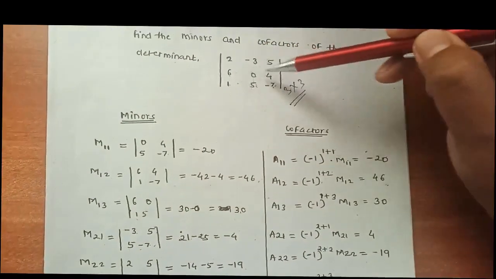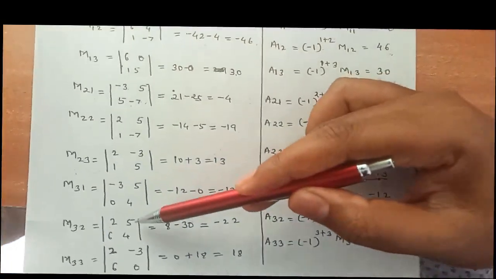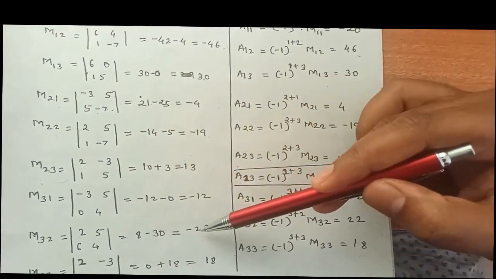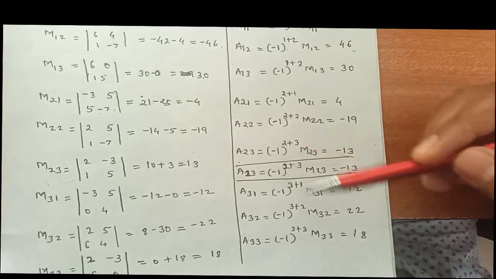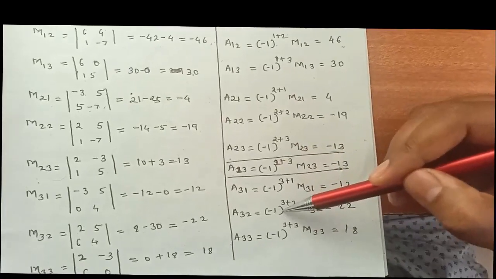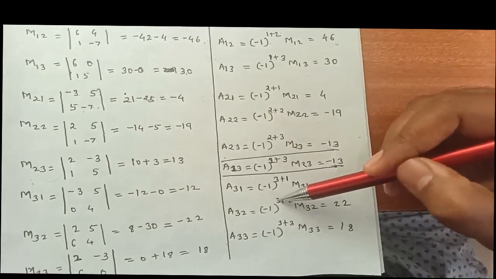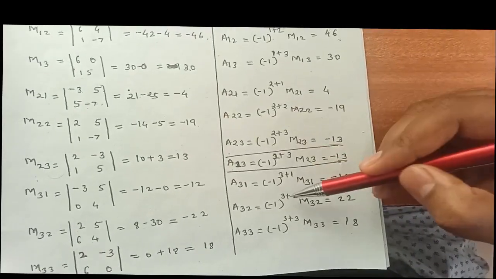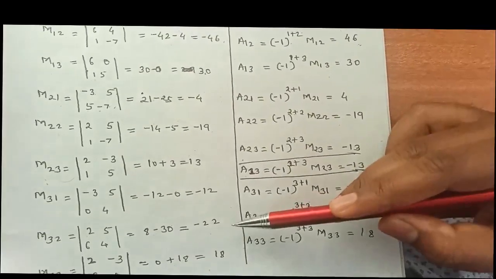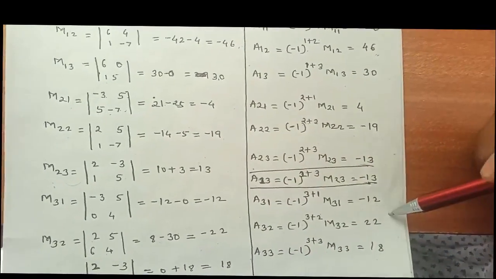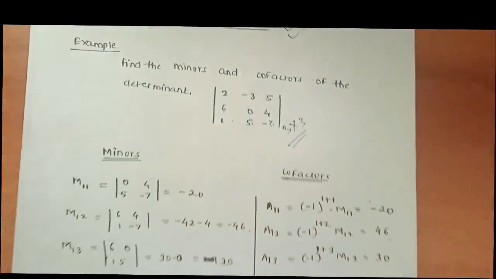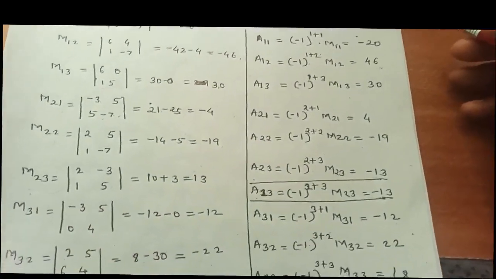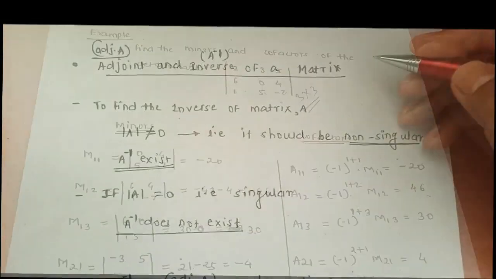So 2, 5, 6 and 4 we have to write down in the determinant form, and then we have to find the minor. For the cofactor, it is minus 1 to the power of 3 plus 2, because it lies in the third row and second column, into the minor of A32. So this is minus 1 into minus 22, so it is going to be 22. So find all the minors of each element. In this way we can find the minors and cofactors of the elements.